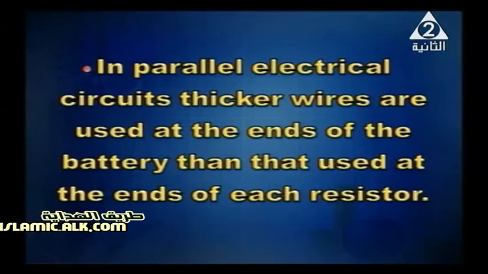Another give reason: in parallel electrical circuits, thicker wires are used at the ends of the battery than that used at the ends of each resistor. So we've got a circuit that contains a battery and a group of resistors connected in parallel. But there is something we want you to explain. Yes, there are thicker wires at the ends of the battery, wires which are thicker than those at the ends of each resistor.